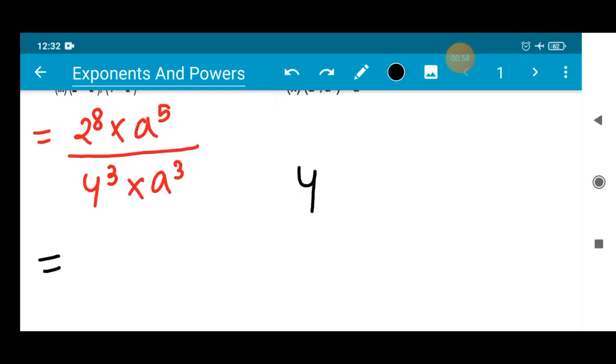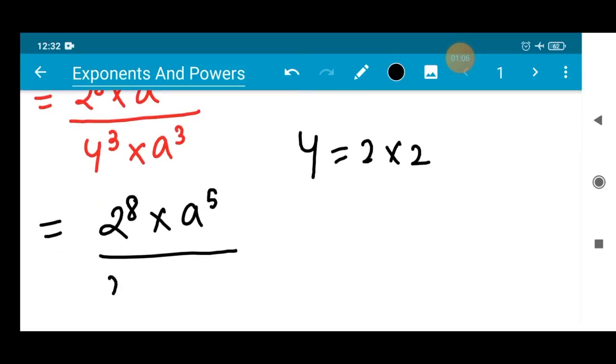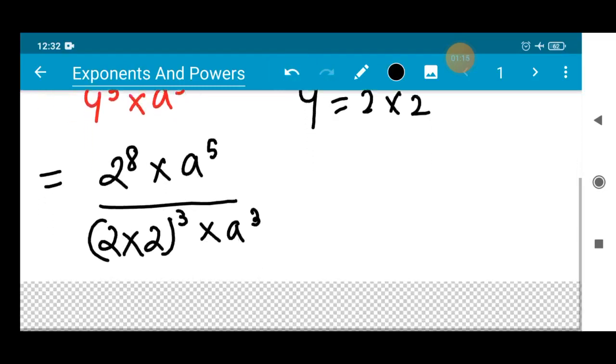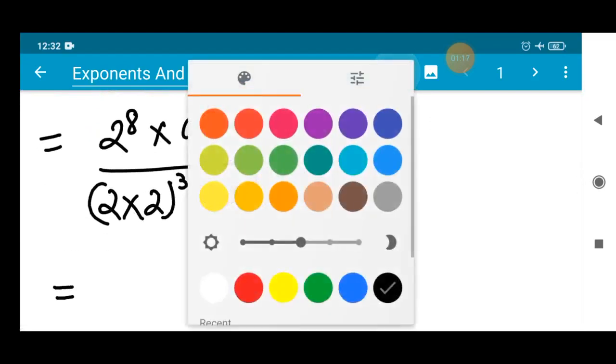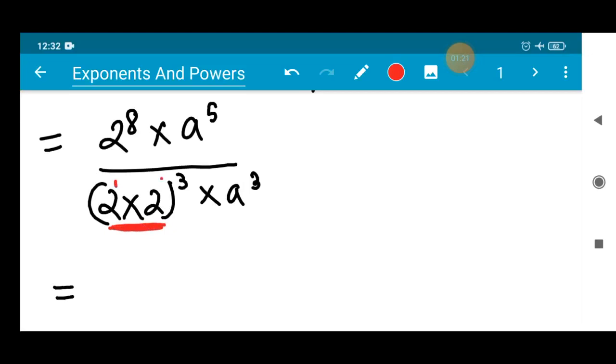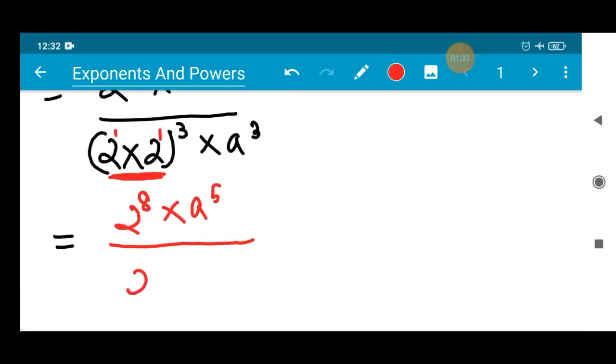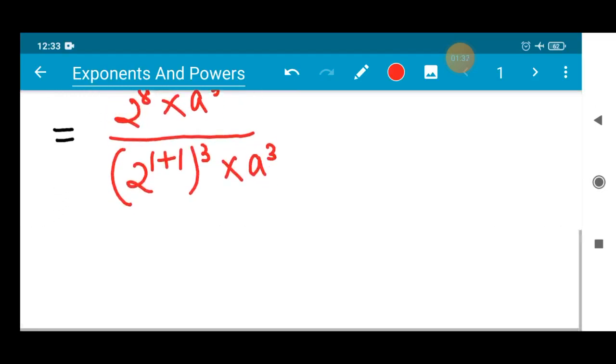Okay, so 4, you all know that 2 into 2 can be written, right? So 2 to the power 8 into a to the power 5 divided by 2 into 2 can be written for 4, but you know that there is a power 3, exponent 3, so let's write exponent 3 over there into a cube. Right now I can use one rule here, that when you have the same base and if there is a power and if there is a multiplication sign, the exponent should be added, right? So 2 to the power 8 into a to the power 5 divided by 2 1 plus 1, still there is a power 3 outside waiting for his chance.